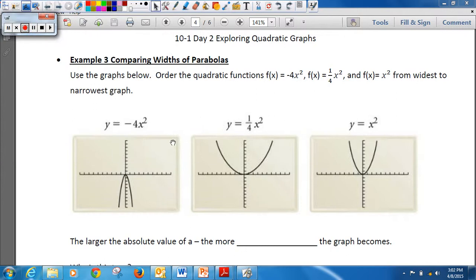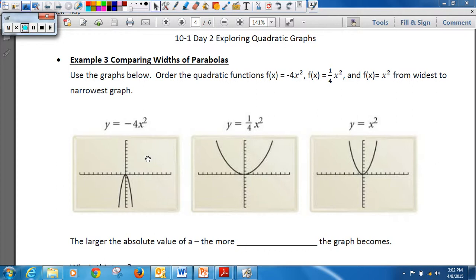Okay, today is 10-1, day 2, exploring quadratic graphs. So again, we are looking at quadratic graphs, which we learned the lesson before. They create what we call parabolas, or the curved U-shaped graph. Example 3 wants you to compare the widths of parabolas.